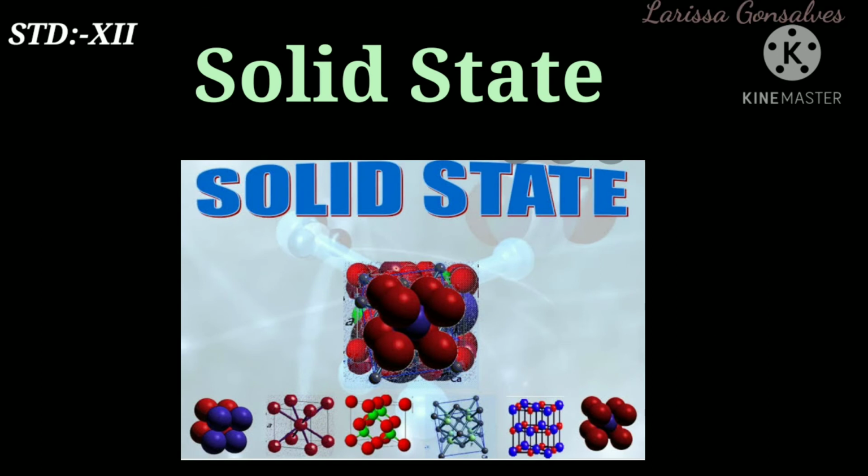The smallest constituent particles of various solids are atoms, ions, or molecules. In this chapter, solid state, all the constituent particles of solid will be referred to as particles. The first topic that we are going to study under this chapter is isomorphism and polymorphism.